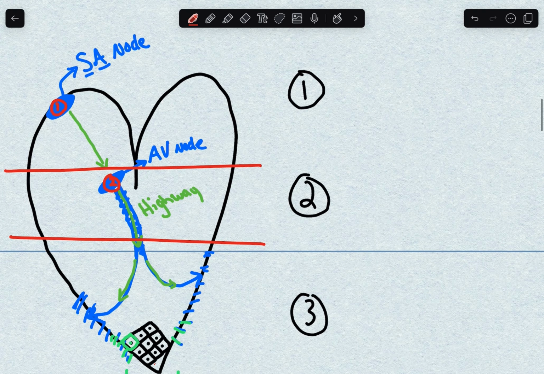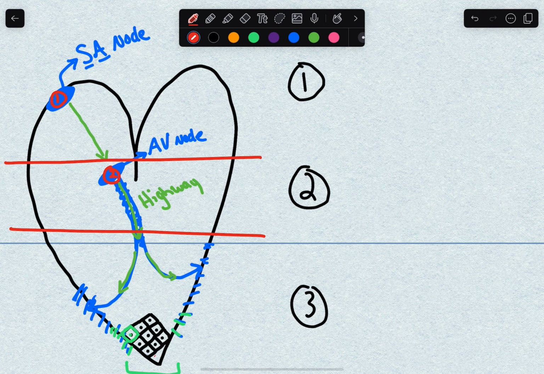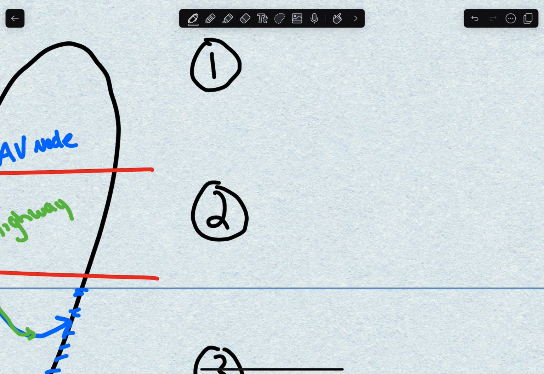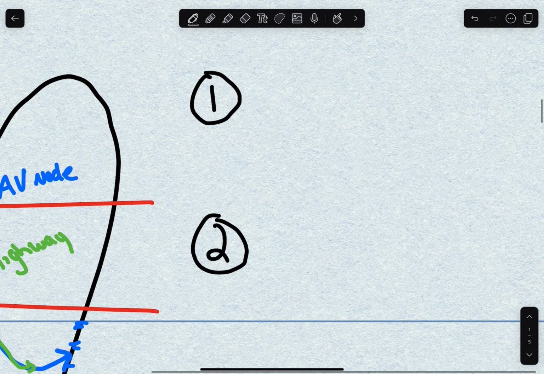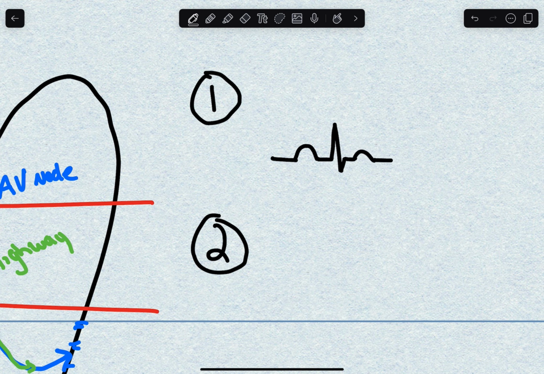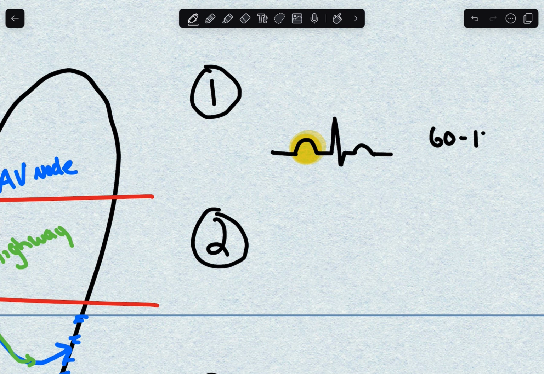The first area is dominated by the presence of a P wave. This P wave is upright, round, and before every QRS complex. This is the way it is because the impulse originates at the SA node. This node has an intrinsic rate of firing or depolarization of about 60 to 100 beats per minute. This is termed a sinus rhythm.